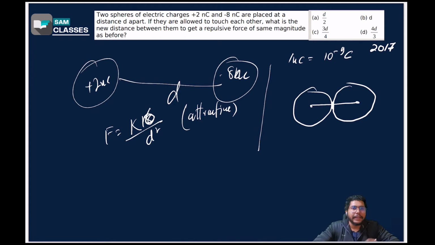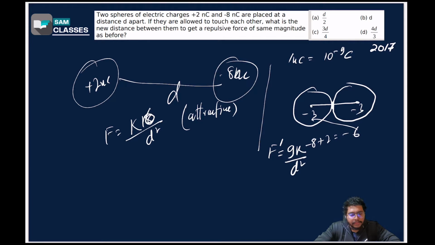Let us understand what we do. We have minus 8 plus 2, so basically we have minus 6. Distribute equally, so minus 3 here, minus 3 here. Done. Now what is the new force? Just the magnitude we want. F dash is equal to k q1 q2, so k into 3 into minus 3, so 9k by d square.